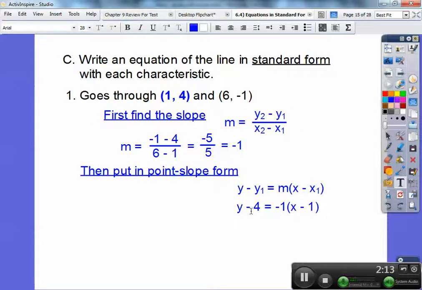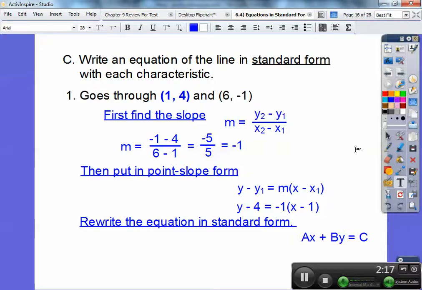That's in point-slope form, but I want to put it in standard form, which is ax plus by equals c. The first thing I'm going to do is distribute this negative 1 through the parentheses. So negative 1 times x gets me negative 1x, and negative 1 times negative 1 gets me a positive 1. That's why this became a plus 1. Now I'm going to add this 1x over here, and add this 4 over here, so 1 plus 4 is 5, and I get x plus y equals 5.